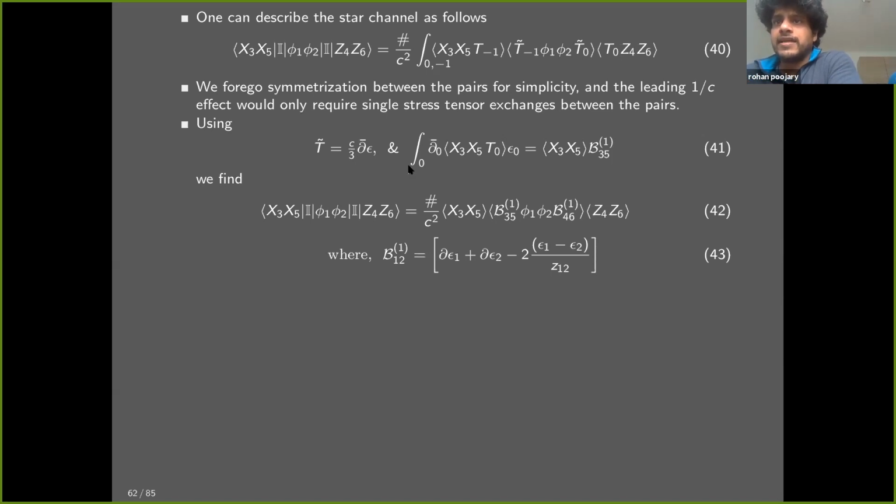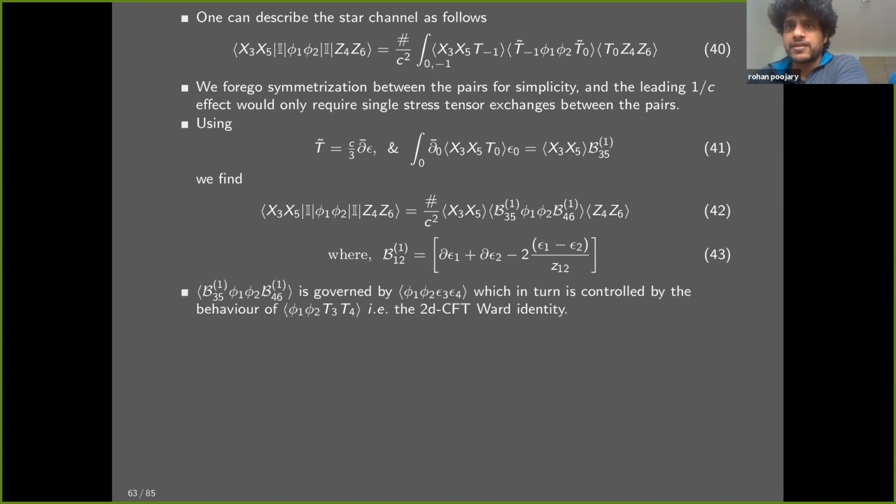Then you get rid of your integrals by making use of the second equation in 41. That's it. So what you end up finding is that 42, basically the 6-point function, can be written like this, where your b12 is this. It's the same thing, it's just for this thing.